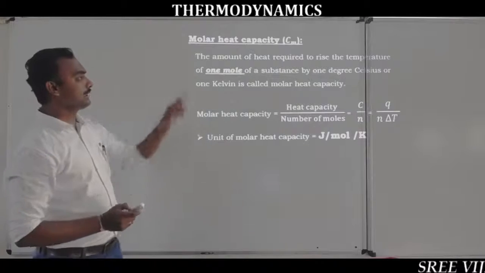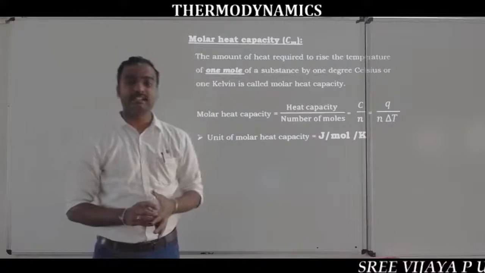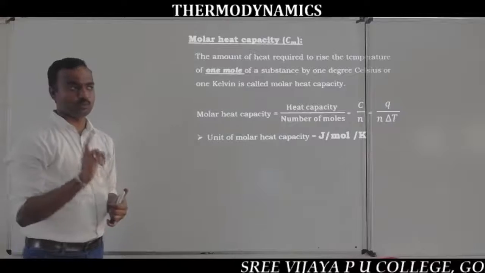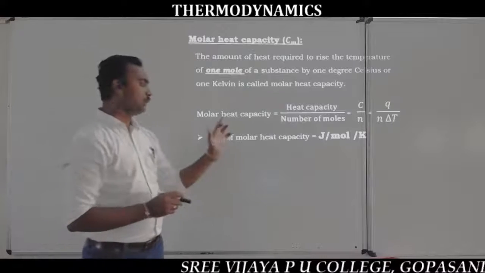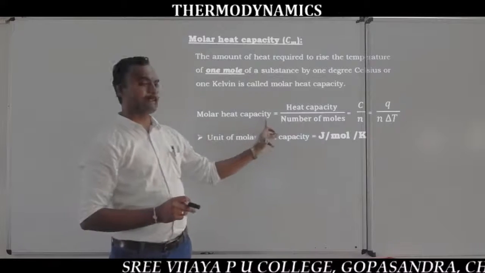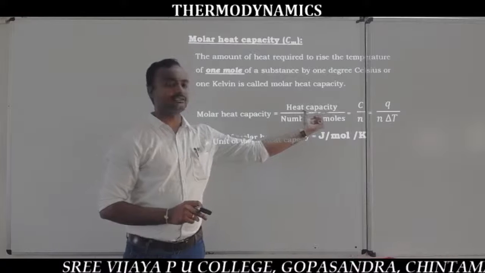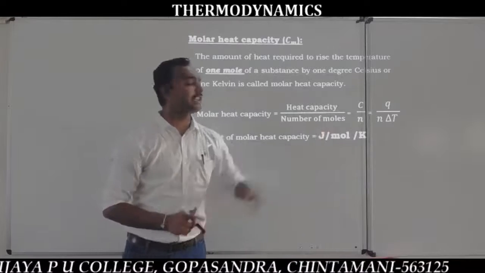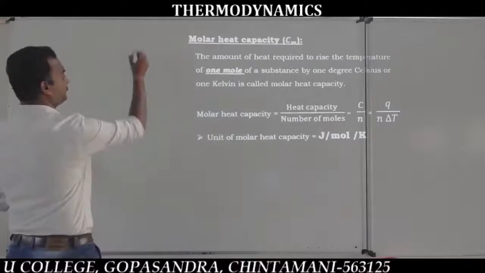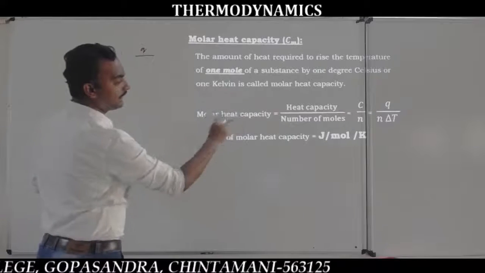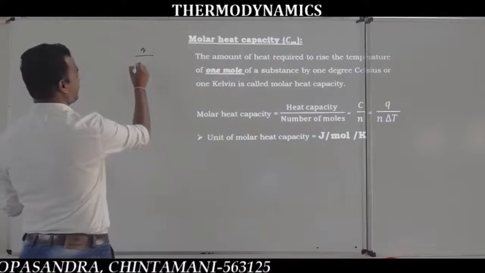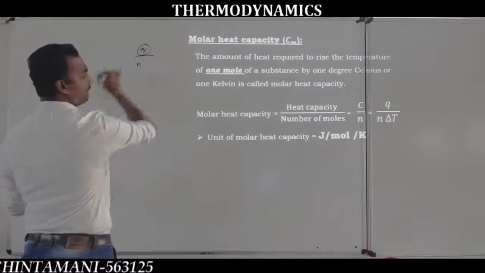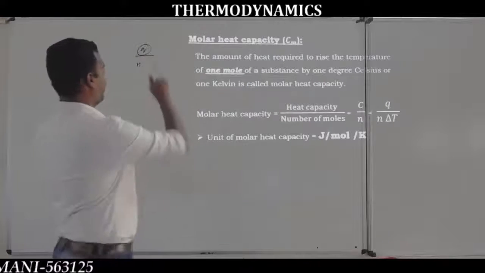So what is the molar heat capacity? That is the amount of heat required to raise the temperature of 1 mole of a substance by 1 degree Celsius or 1 Kelvin. What is the equation? Molar heat capacity: heat capacity is the amount of heat required to raise the temperature, and n is the number of moles. So it is Q divided by n, the number of moles, into delta T. Sorry, Q is the heat.